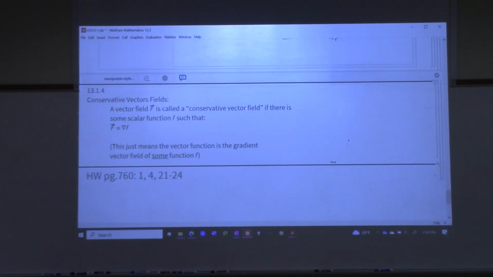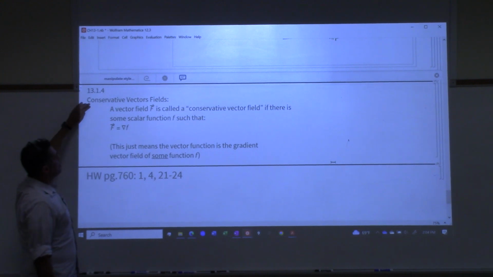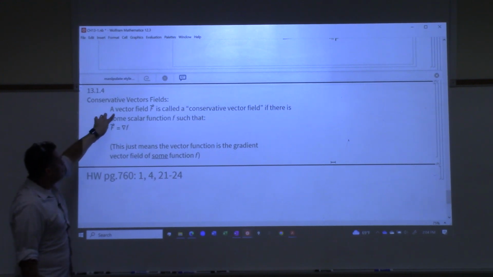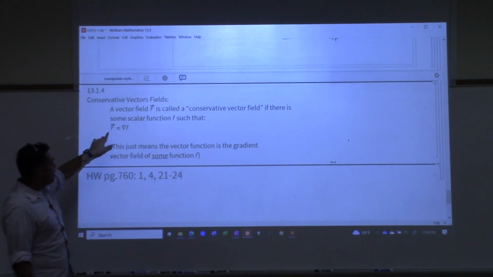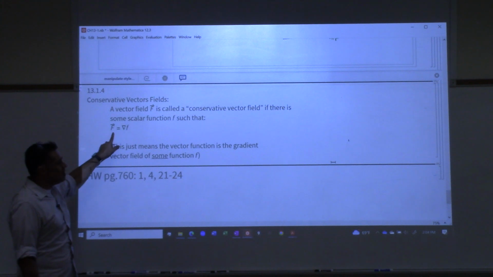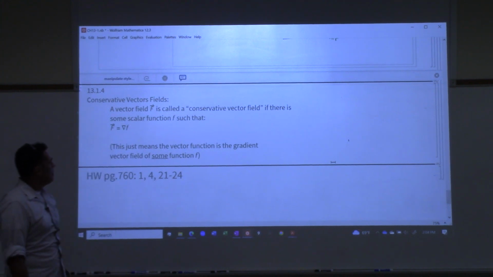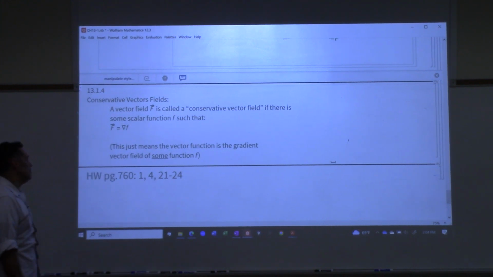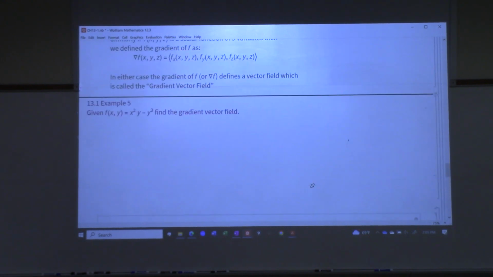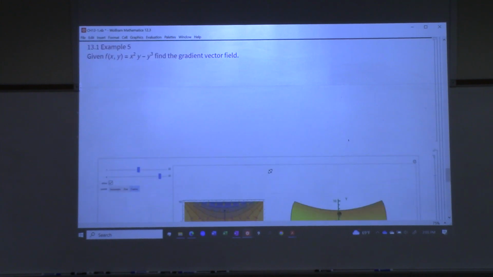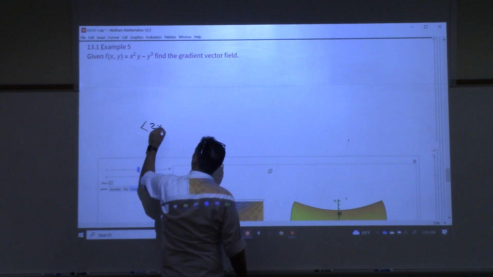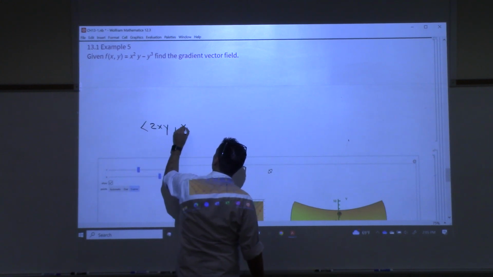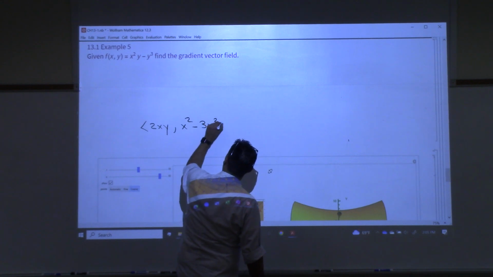All right, conservative vector fields. A vector field F is called conservative if there is some scalar function that generates that vector field. This just means the vector function is a gradient vector field of some function f. So go back to this right here. What was our answer? Our answer was 2xy, right? And then it was x squared minus 3y squared.